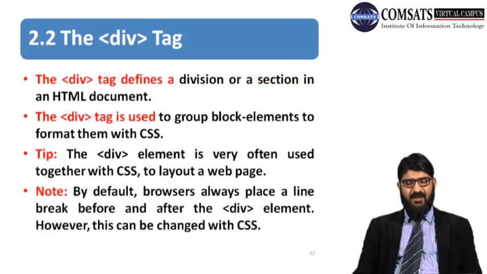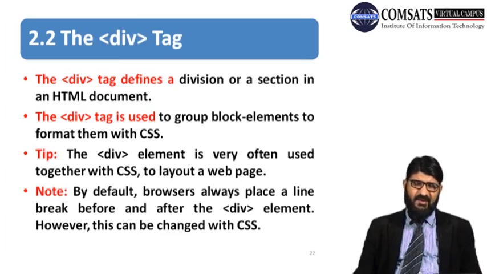So the div tag is basically used to define a division or a section in an HTML document. On a web page, you divide different sections before development, and that division of sections is done with the help of the div tag. The div tag is also used to group block elements and to format them with CSS. We have different block elements that are grouped with the div tag in order to format them with cascading style sheets.